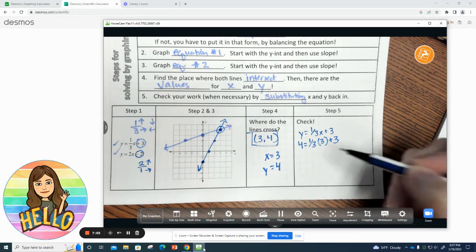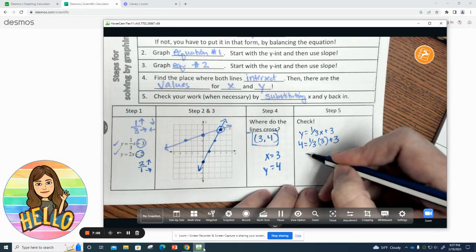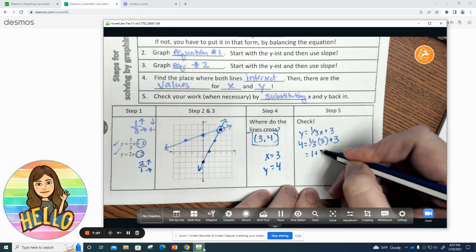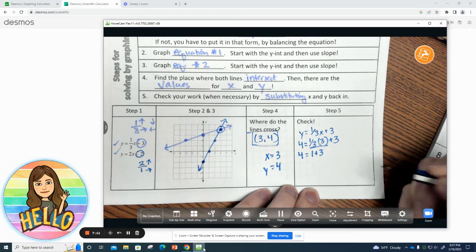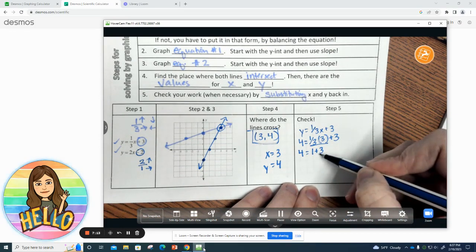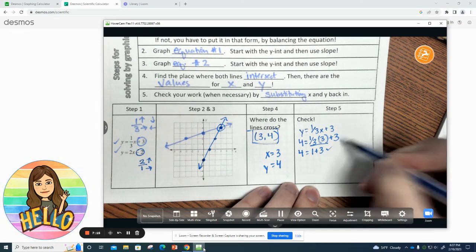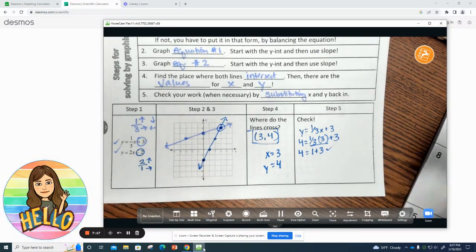So 1/3 of 3 is just 1. Bring down my plus 3, bring down my 4. This is the only part that I've solved so far. 4 equals 1 plus 3. I believe that's a true statement. So that works out for that equation.